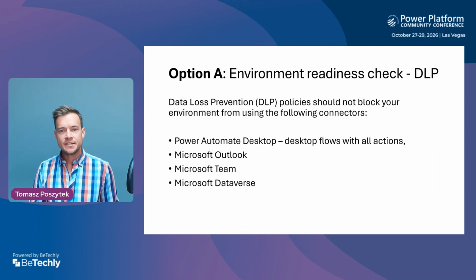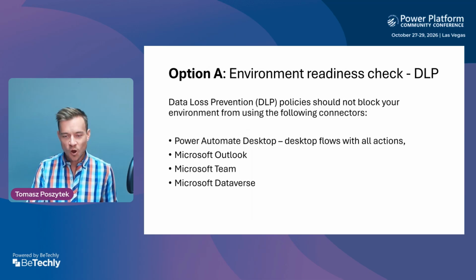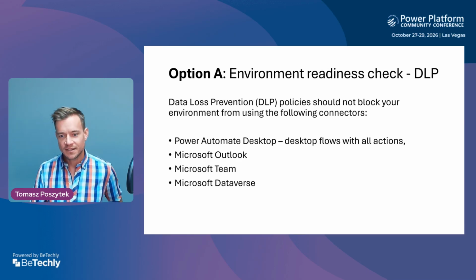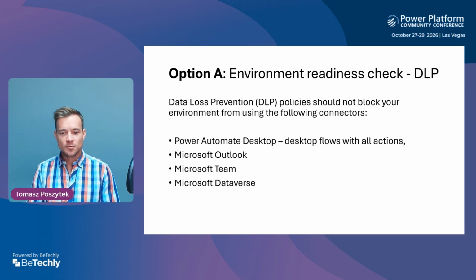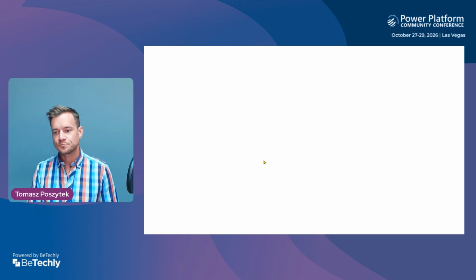Now, speaking about DLP, be sure that if there is any DLP policy that covers your environment, it does not block any of the Power Automate Desktop actions, and that it does not block Microsoft Outlook, Microsoft Teams, or Microsoft Dataverse. These 4 connectors have to be available and put in the same group, either business or non-business, up to you. But preferably they should not be blocked, so put them in the business group.